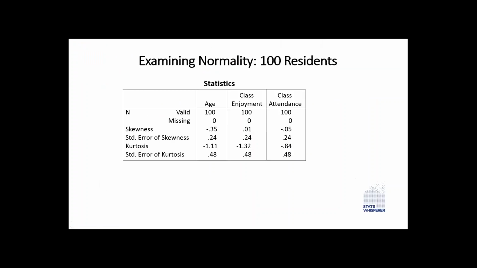So there we go. That's what comes out for our full 100 residents, the skewness and kurtosis. For example, you can see age. The skewness is negative, but the negative doesn't matter, it's 0.35, and the standard error is 0.24. Now, if you divide one by the other, you'll get a ratio of the skewness to the standard error, and the same with the kurtosis and so on.